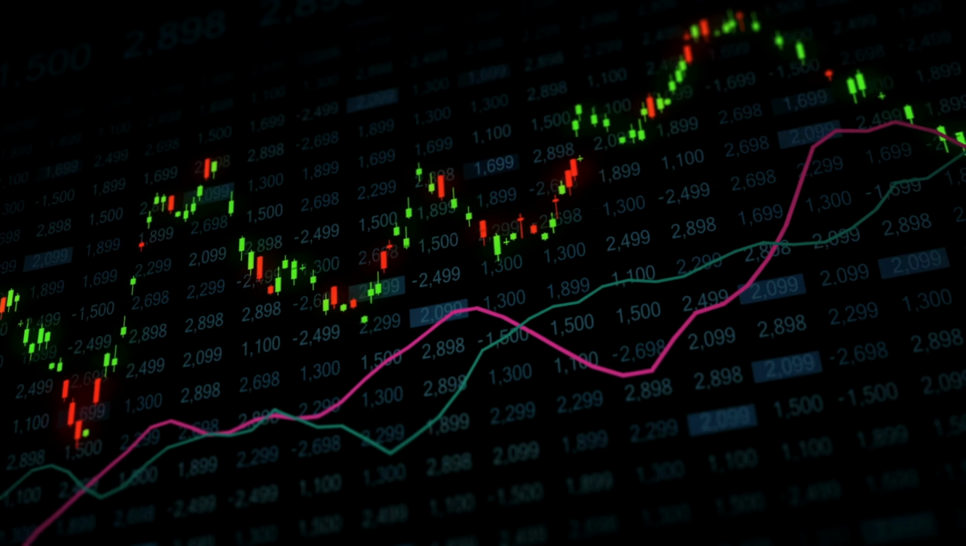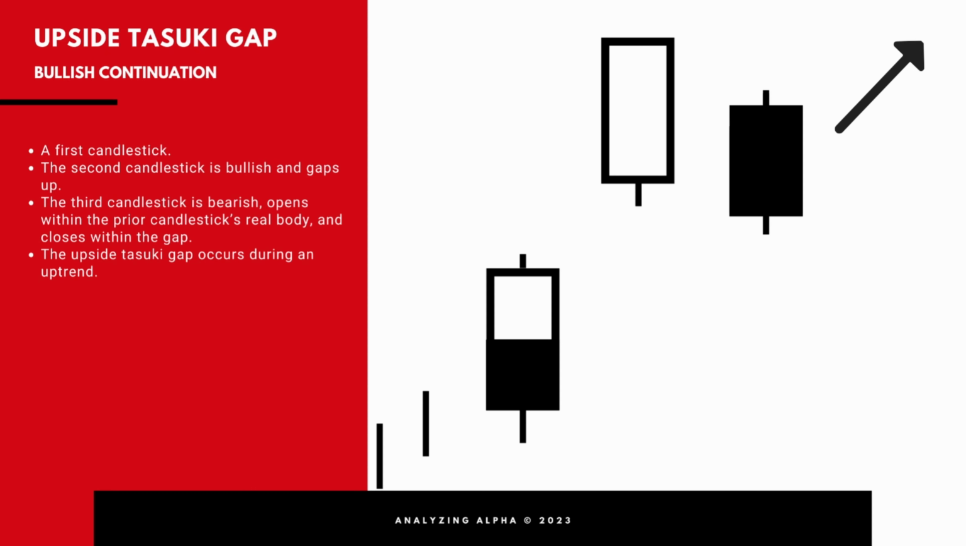Let's start with the upside Tasuki gap. It is a bullish continuation. That means the pattern only occurs in an uptrend and the pattern expects the uptrend to continue. It requires a first candlestick. It can be bearish or bullish. That's why you see both black and white here. The second candle gaps up, meaning the open is above the close and it creates this gap or window. The second candle is bullish, and then the third candle opens within the real body of the second candle and closes within the gap, which means it's obviously bearish. And as mentioned previously, the bull momentum is expected to continue.